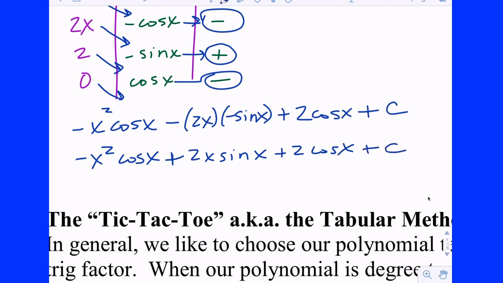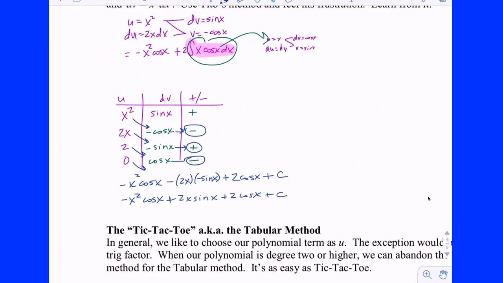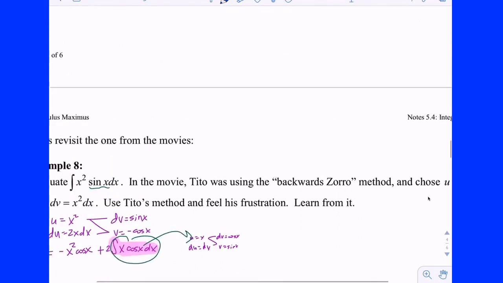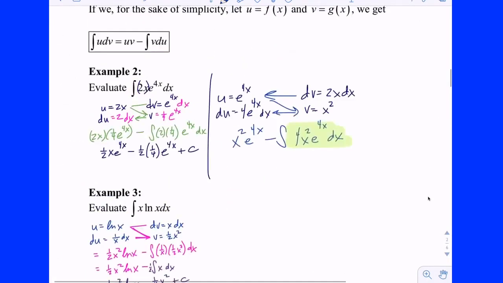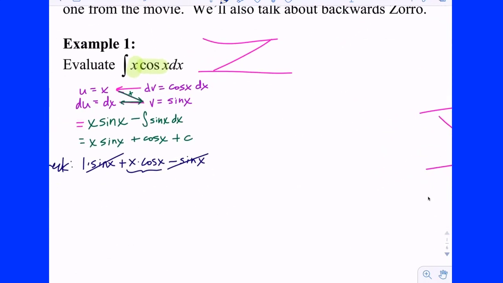So the tabular method works great when you have powers of x. You don't have to do those iterations of the Zorro method, which is a lot to keep track of. So notice we are on our way to getting the right answer. Up here in the purple, we stopped. So the question is, does the tabular method work, or the tic-tac-toe from the movie, does it work every time? Well, let's see. Would it work up here on one of these easier ones? Let's come up to this easy one up here. Does it work on x cosine of x, where the Zorro method works?